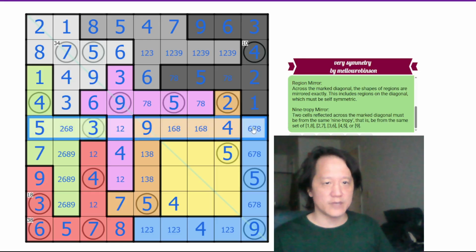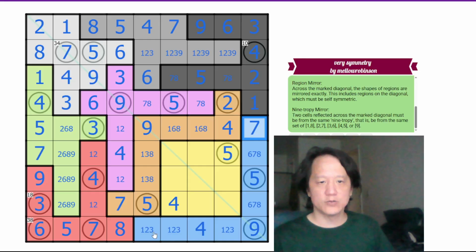Where is the 7 in row 5? Can't be any of these cells. So it has to be here. That corresponds with the 2. So no 7s here, no 2s here.